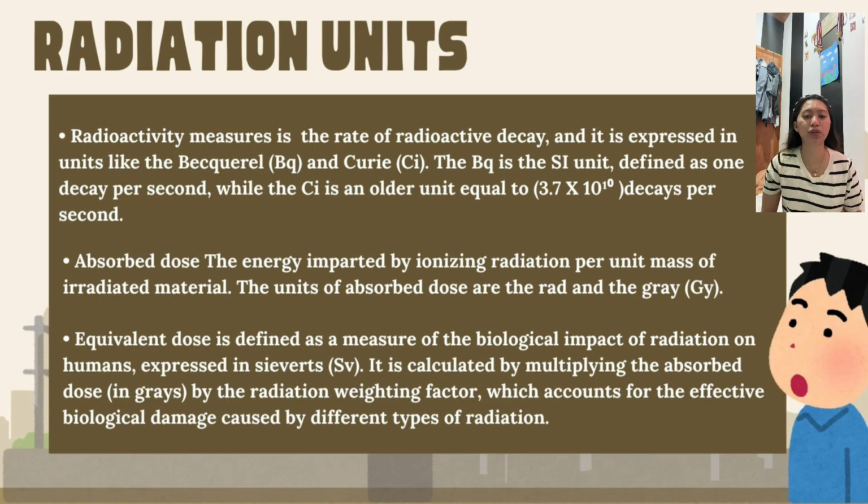Now, let's talk about the radiation units. We have three main kinds of radiation units, which are radioactivity, absorbed dose, and equivalent dose. Radioactivity is the rate of radioactive decay, and it is expressed in units like the becquerel and the curie. The becquerel is the SI unit defined as 1 decay per second, while the curie is an older unit equal to 3.7 times 10 to the exponent of 10 decays per second.